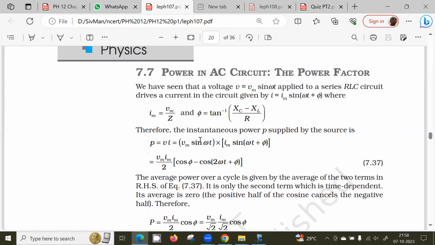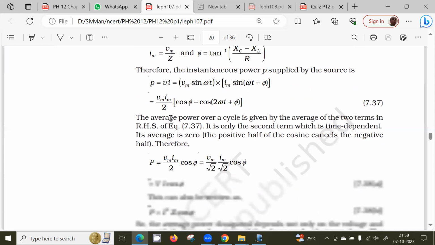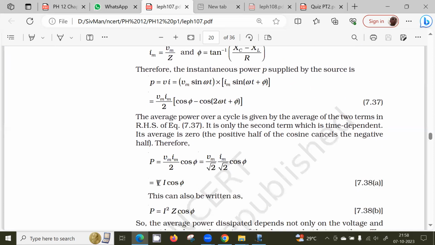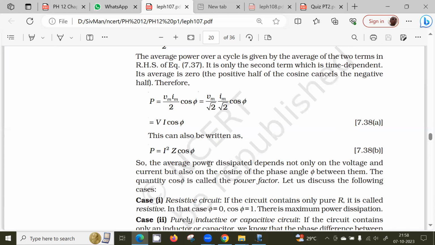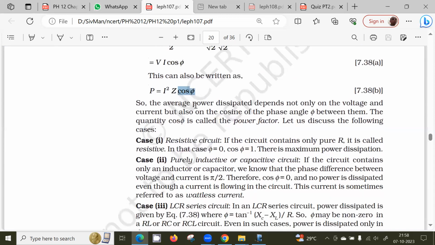Okay, so in terms of time variation, we can write like this. If you combine this, finally you get this result. Power is V into I into cos phi, where V is the RMS value, I is the RMS value, and phi is the angle between voltage and current. This I can also write as I square Z or V square by Z. And this cos phi is called power factor.